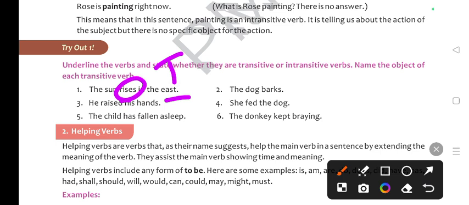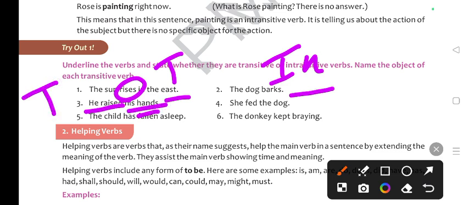The dog barks. Is there any object? No. So this is an example of an intransitive verb. Now, he raised his hands. So raised is the verb. So what did he raise? His hands. So this is an example of a transitive verb.